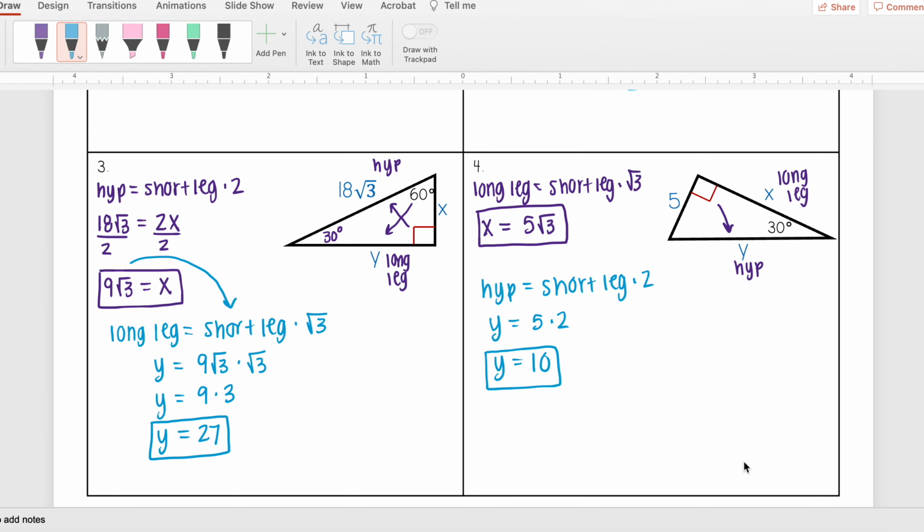So the answers you should have gotten were that x is equal to 5 root 3 and y is equal to 10. This time we were actually given the short leg to begin with, so it didn't matter which equation you started with because the short leg is in both. But either way, you should have ended up with these same answers.